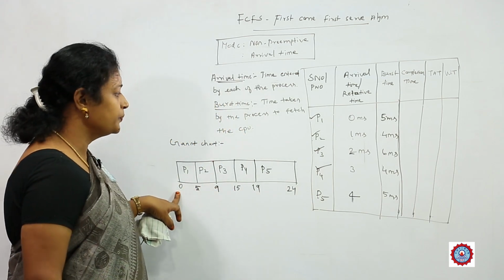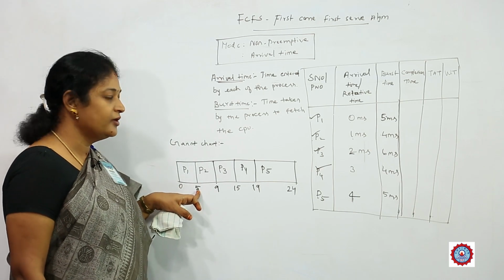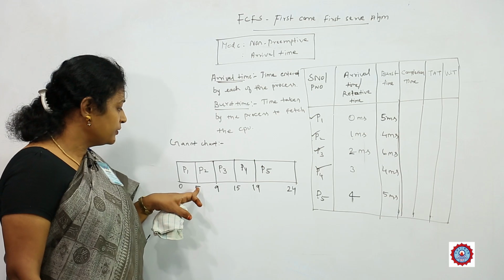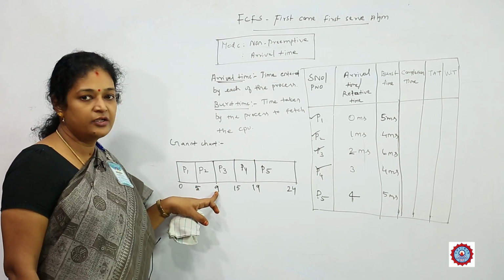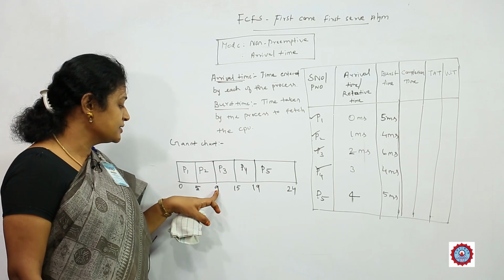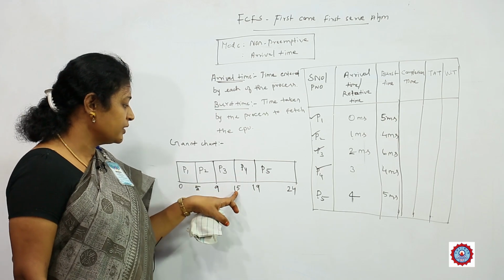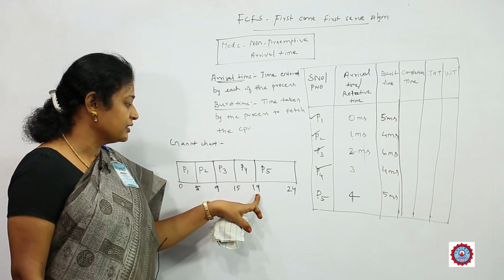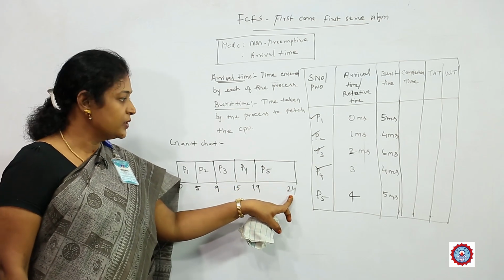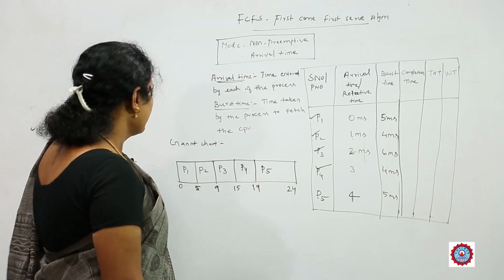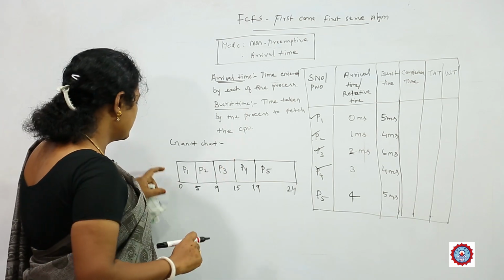So, the process P1 has entered in 0 and it has taken 5 to fetch the CPU, and process P2 has entered in 5 and it has taken 9 milliseconds to get the CPU. P3 has entered in 9 and it has taken 15. P4 has entered in 15 and it has taken 19, and P5 has entered in 19 and it has taken 24 milliseconds. So, based on this, we are supposed to calculate the completion time.